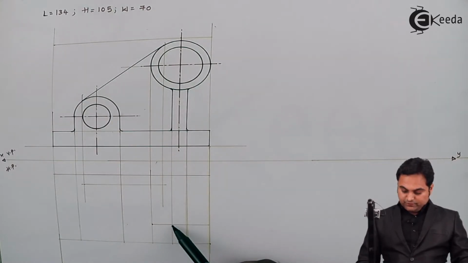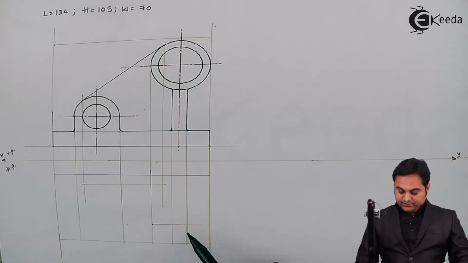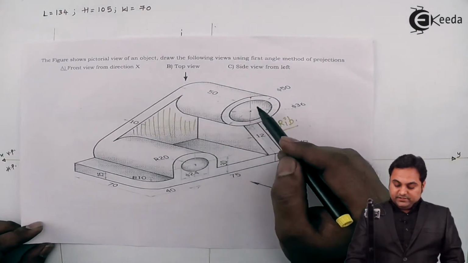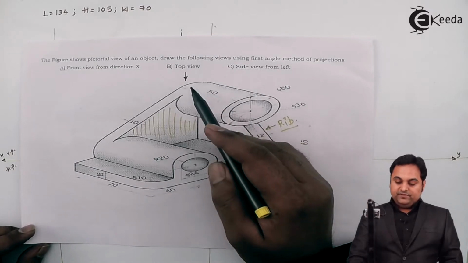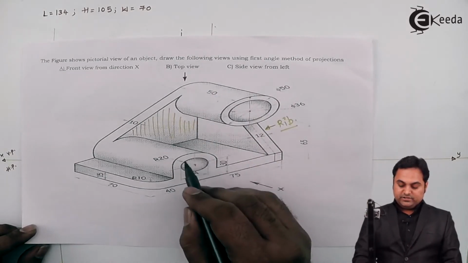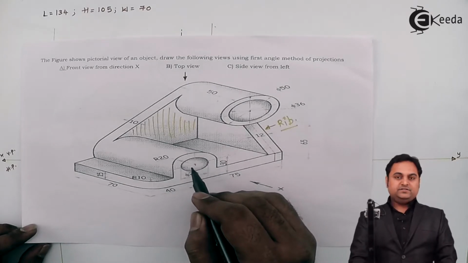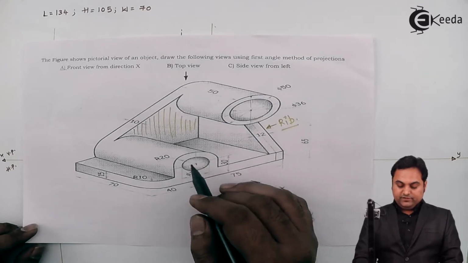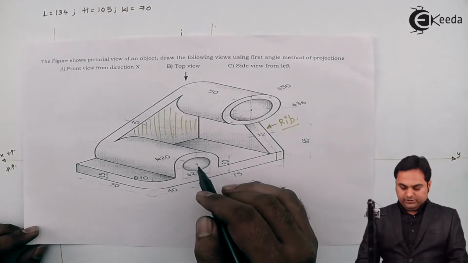So this much portion of the rib will be visible, that is from the cylinder to the end of the plate. Now after this, inside this cylinder there is a circle which will not be visible from the top. It means this circle will be hidden, and inside the semicircle there is another circle. Again, that circle will not be visible from the top. So both of them will be hidden. So we have to draw that with the help of dotted line.